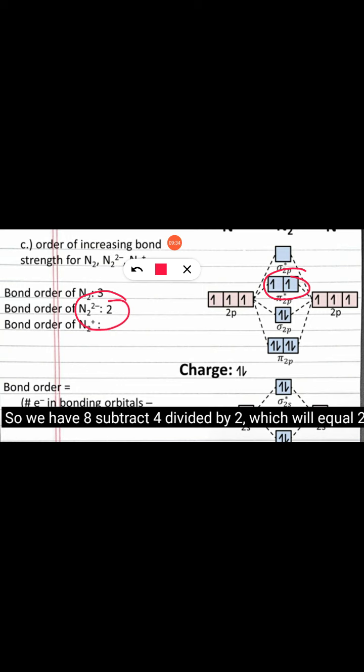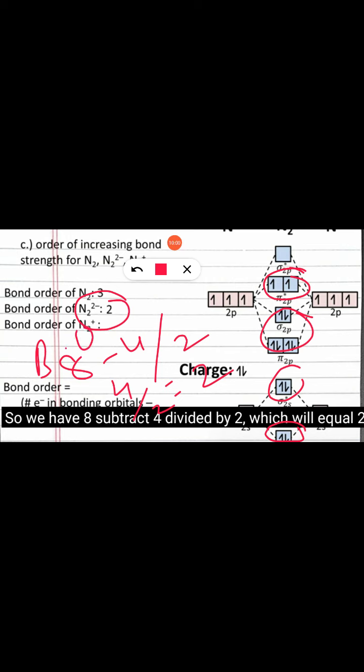Again when we find its bond order, that is the number of electrons in bonding: 2 electrons and these 6 electrons, 6 plus 2 is 8, minus anti-bonding 2 and 2, that is 4, so 8 minus 4 divided by 2, that is 4 divided by 2, equal to 2. So the bond order becomes 2. This is the bond order of N2 2 minus as calculated according to the MO diagram.